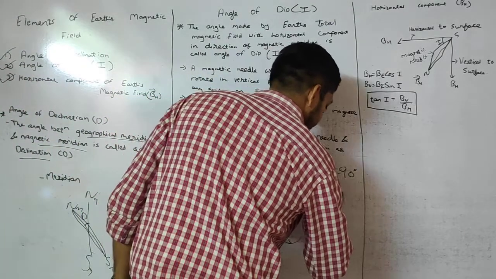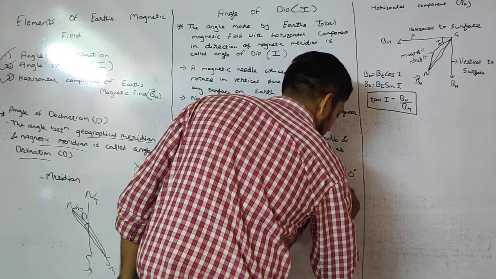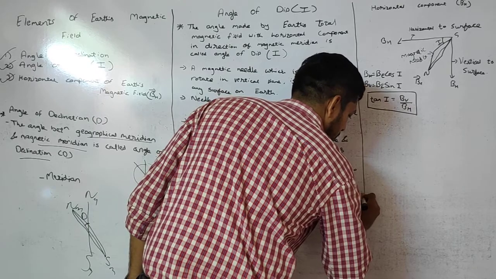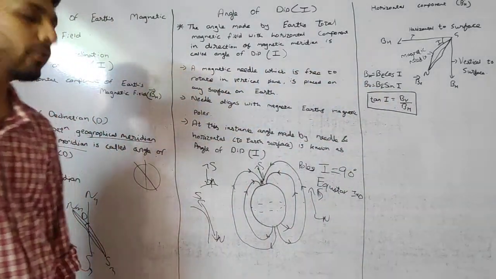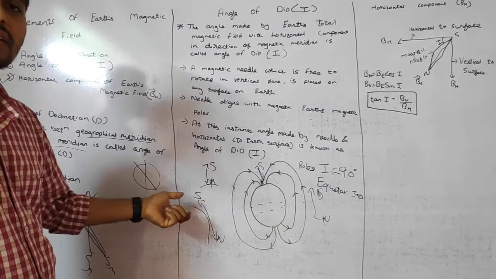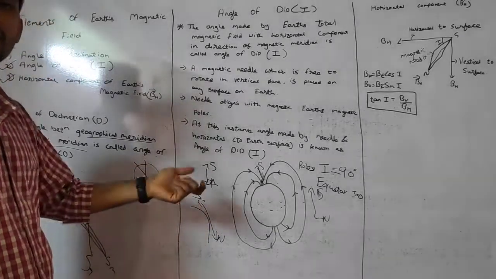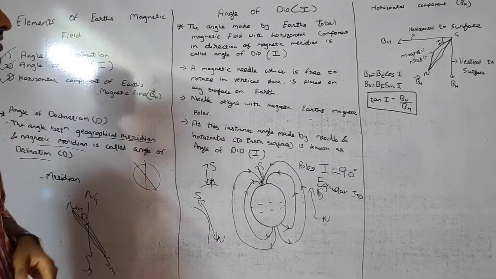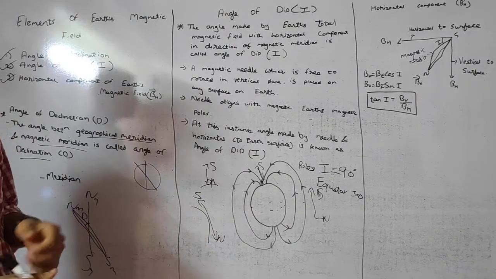At the equator, I equals 0. It means the angle which the magnetic needle makes with the surface is known as the angle of dip.